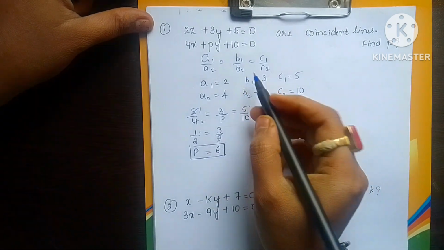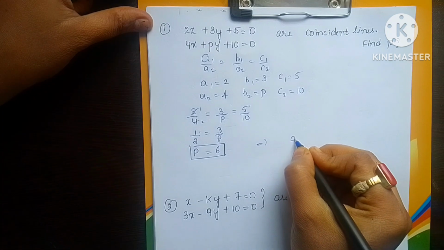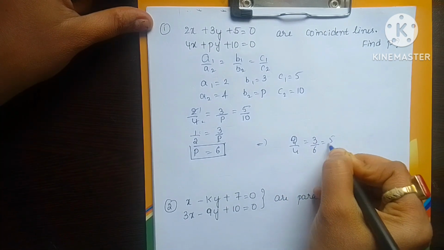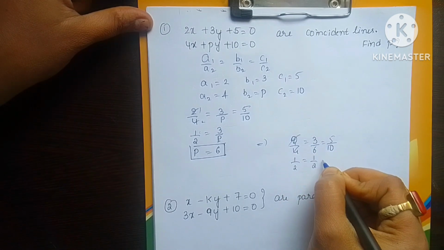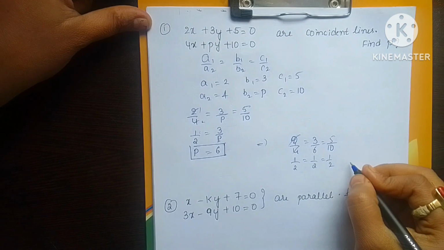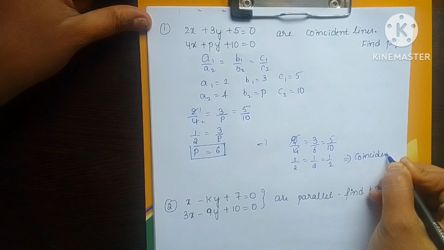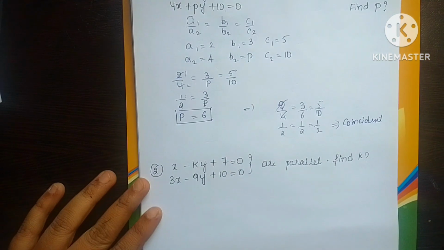If we put p equals 6 in the equation, then we get 2 by 4 is equal to 3 by 6 is equal to 5 by 10. If we cancel, we get 1 by 2 equals 1 by 2 equals 1 by 2. So this is the condition of coincident lines. These are important for the 1 mark and 2 marks questions. Next we will discuss the very important questions of the elimination method and substitution method, the 4 marks and 5 marks questions.